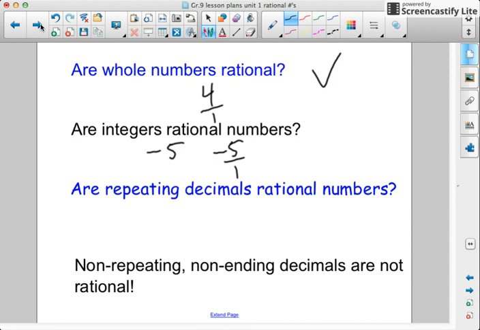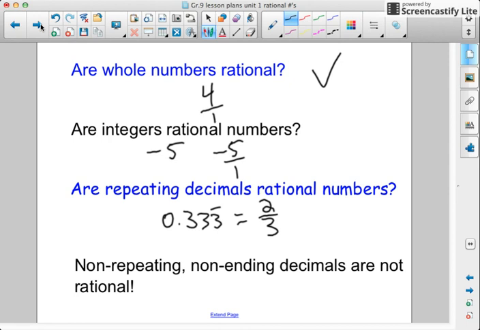What about repeating decimals? Okay, so 0.333 repeating. Well, this is actually a rational number because that is equivalent to 1/3. Okay, so all repeating decimals actually match up with a fraction, so they are rational.